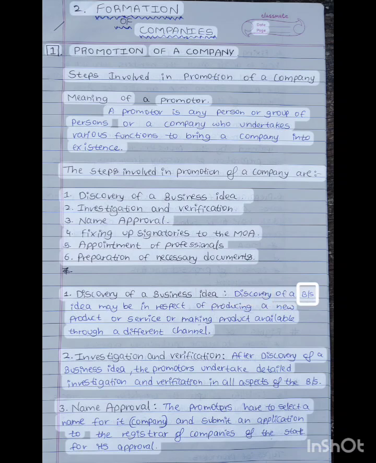1. Discovery of a business idea. Discovery of a business idea may be in respect of producing a new product or service or making a product available through a different channel. 2. Investigation and verification. After discovery of a business idea, the promoters undertake detailed investigation and verification in all aspects of the business. 3. Name approval. The promoters have to select a name for the company and submit an application to the Registrar of Companies of the state for its approval.